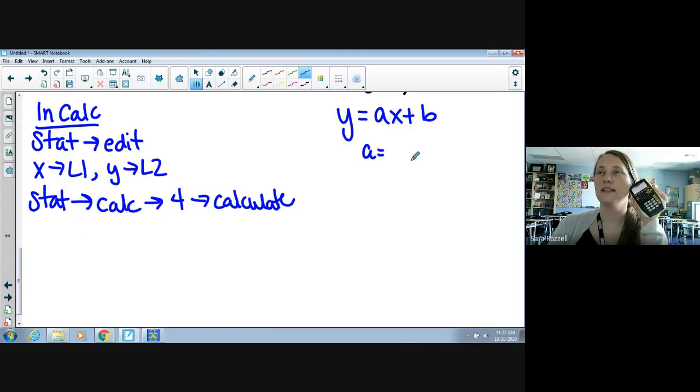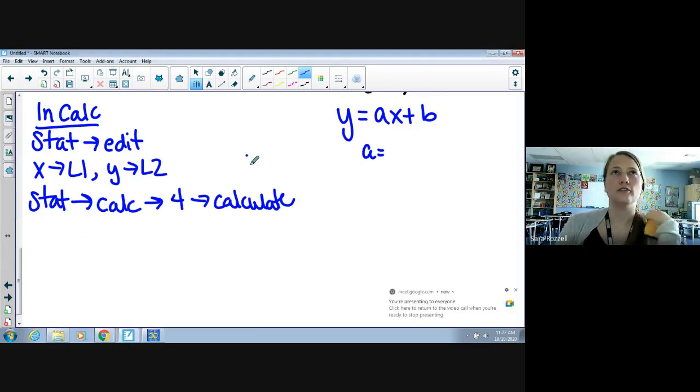Let's see, did anybody hit the stat calc 4? Can't see the chat right now. Oh, if you have an app on your phone, you can use it today for that.